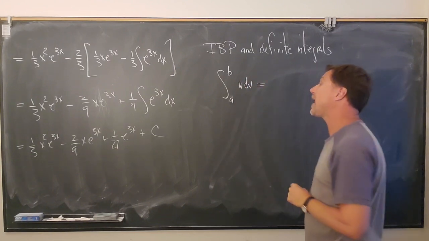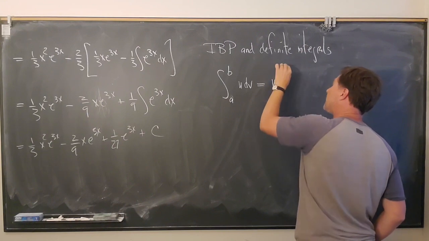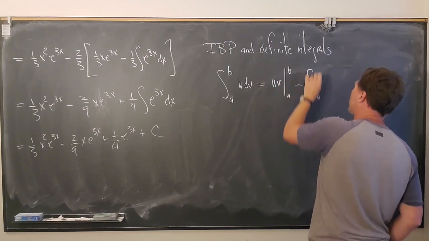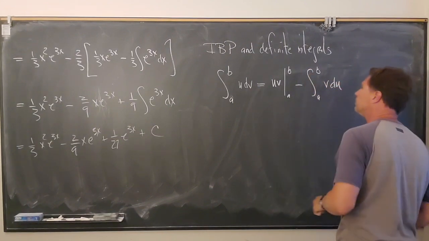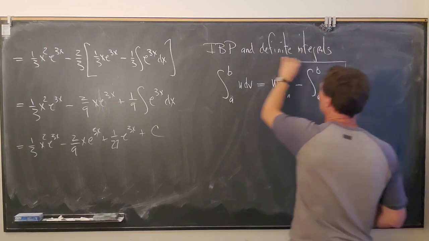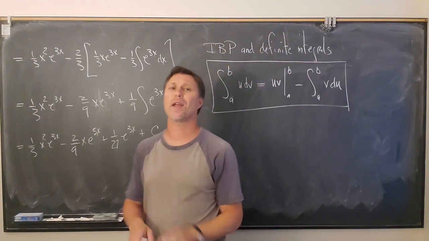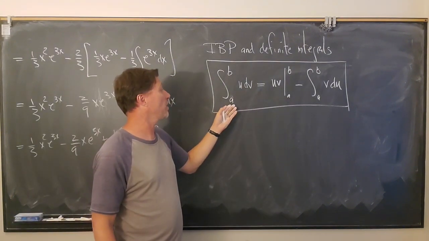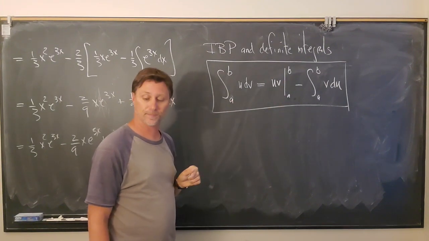So the integral from a to b of u dv is equal to u times v evaluated at a and b, minus the integral from a to b of v du. So the formula is exactly the same, except I add the limits of integration. And notice when you do integration by parts, you're not changing a variable, so you don't have to change the limits. The limits stay exactly the same on the right-hand side as they are on the left-hand side.